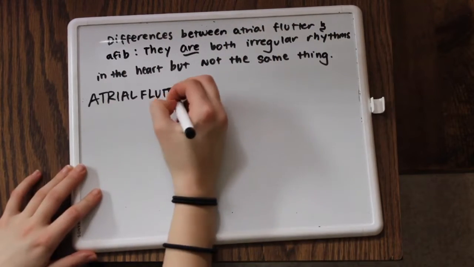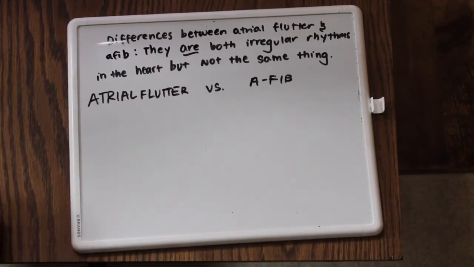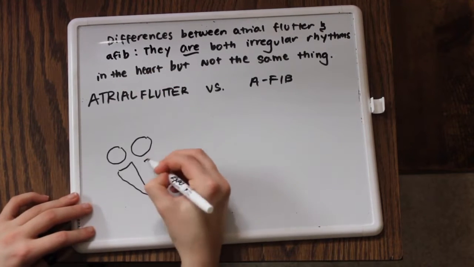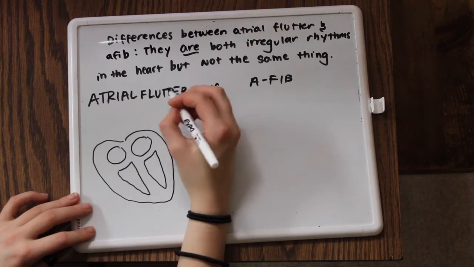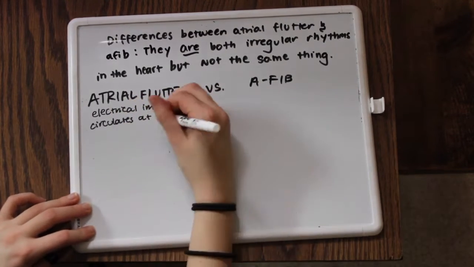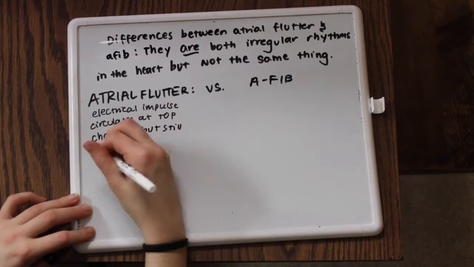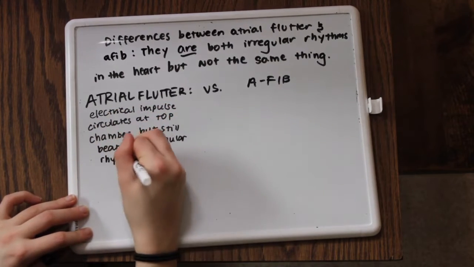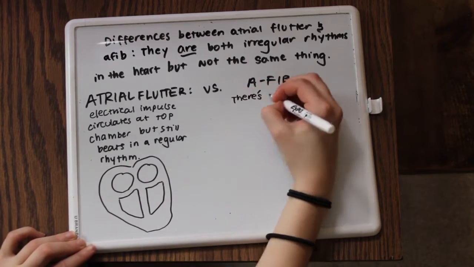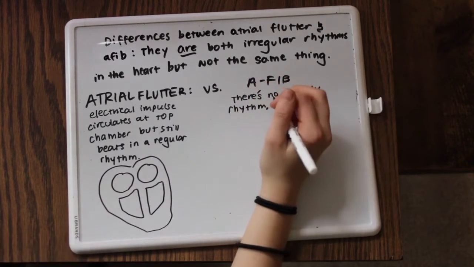I now want to clear up what the differences of atrial flutter and Afib are. They're both irregular rhythms in the heart, but they are not the same thing. So if you know someone with Afib, atrial flutter is not the same as Afib, and I want to show you that difference today. So atrial flutter is electrical impulses that don't travel in a straight line from the top of your heart to the bottom. They circulate in the upper chambers. This causes the heart to beat too fast, but it still beats in a steady rhythm.